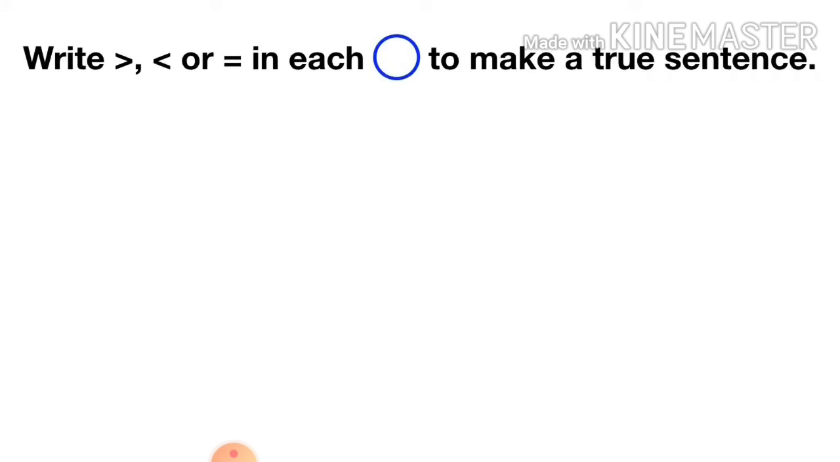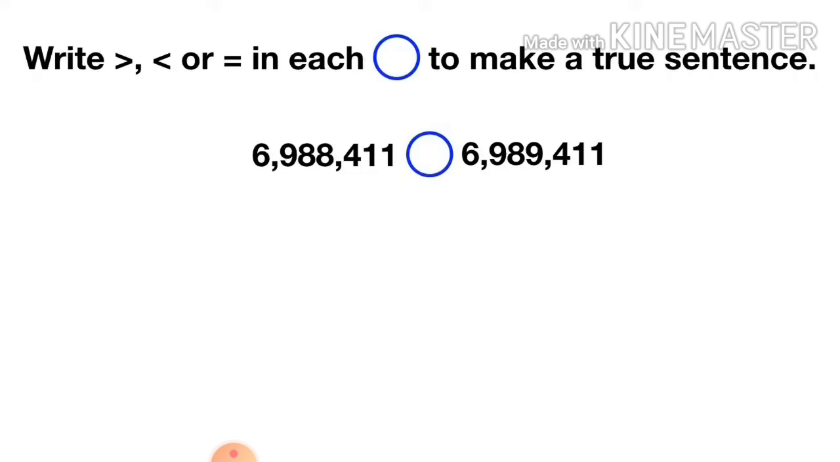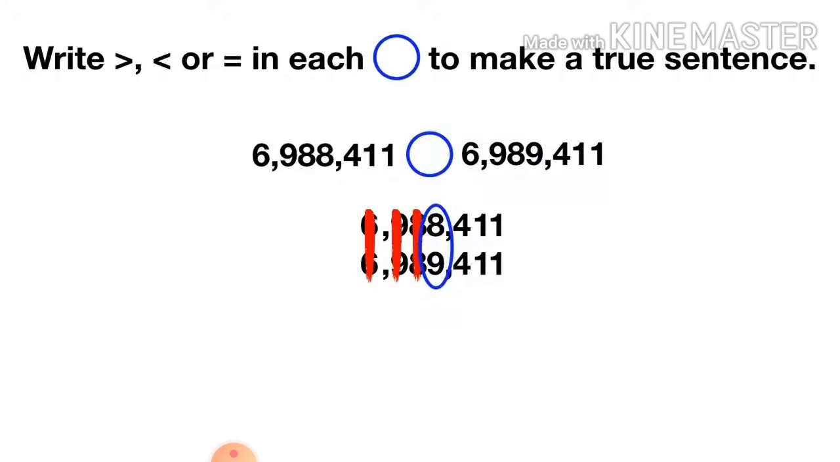Now here's your last problem for today. Write a greater than, less than, or equal symbol in the circle to make this a true sentence. Compare these two numbers. Well, we start by writing out our first number, and then right below it, we line up our ones place and write out our second number. Now we start comparing with the biggest place value. 6 and 6 are the same. 9 and 9 are the same. 8 and 8 are the same. But 8 and 9 are not. This is the place value to look at. The 9 is bigger, and it's in the second number, so our second number must be larger.